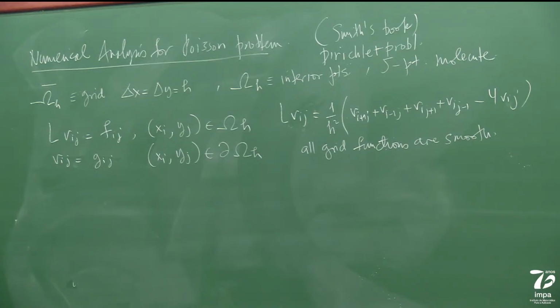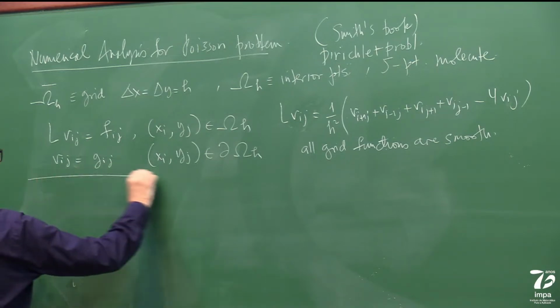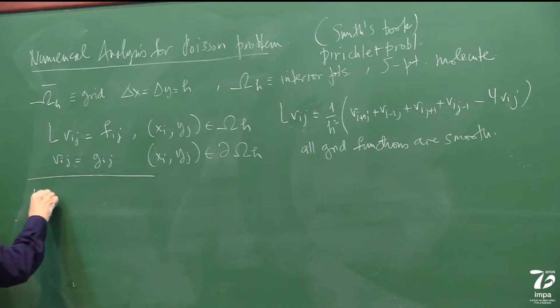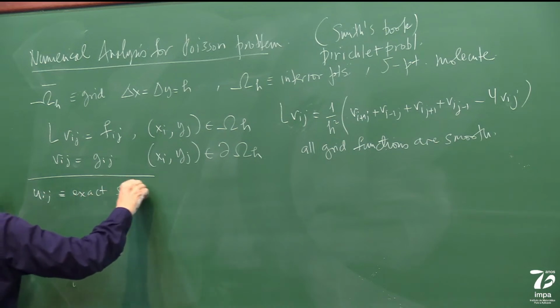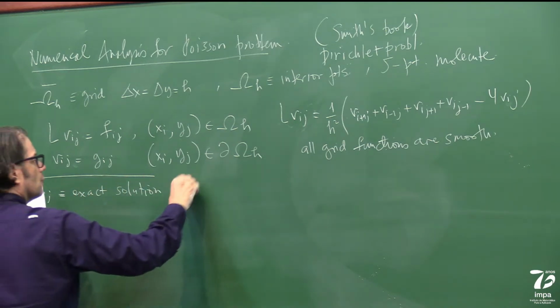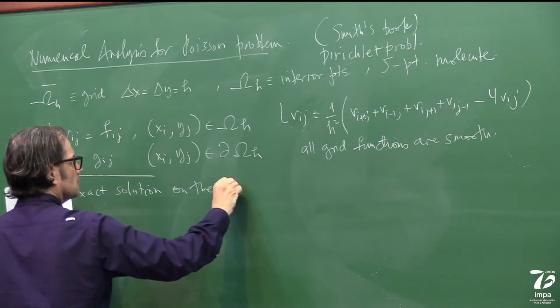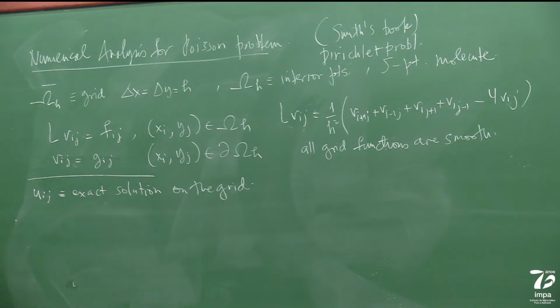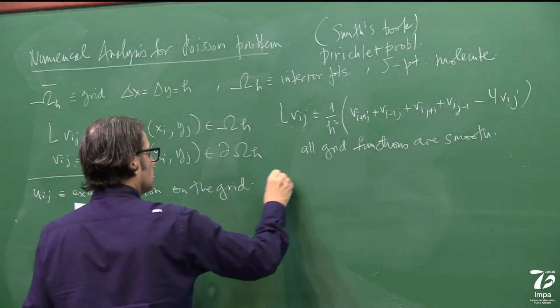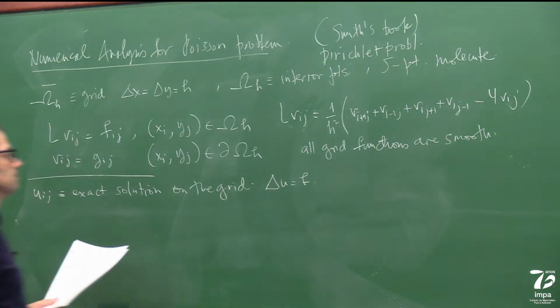Okay, let's see how far I can go today. Let me at least show you the results, and then maybe we'll do the details next class, right? I'm not going to rush because I'm not going to be able to finish. So the notation is this. U is the exact solution on the grid, right, as a grid function. And right, satisfies basically this.